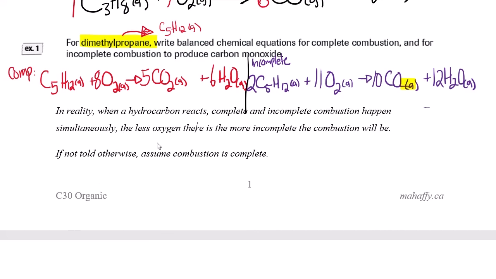Now in reality, when a hydrocarbon reacts, both of these processes, complete and incomplete combustion, would be happening at the same time at some ratio. If you have a combustion apparatus that's able to burn very efficiently, so it means that it gets lots of oxygen to the flame, a gas stove is an example of this. It burns very efficiently. It's doing almost completely complete combustion, very little incomplete combustion, which is why it's safe to operate inside your house. But something like a propane barbecue isn't as efficient. It's not as good at providing just the right amount of oxygen to do complete combustion, which makes it unsafe to operate in your house.